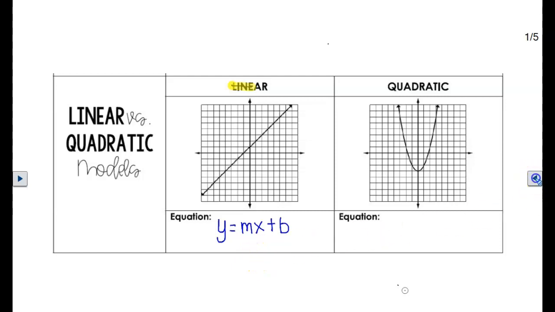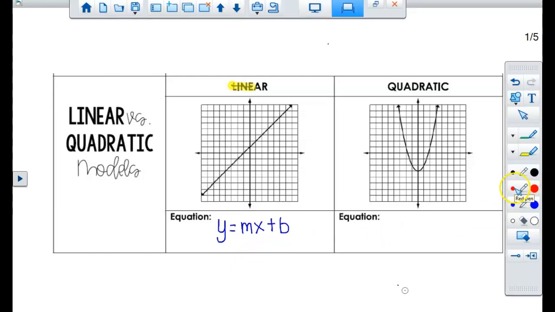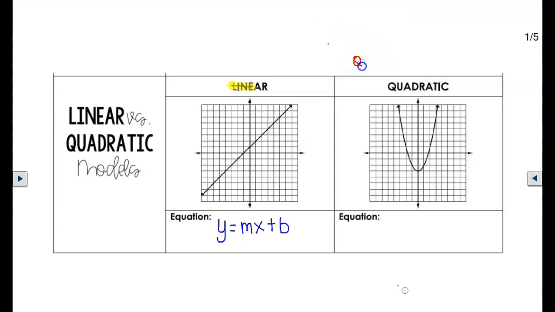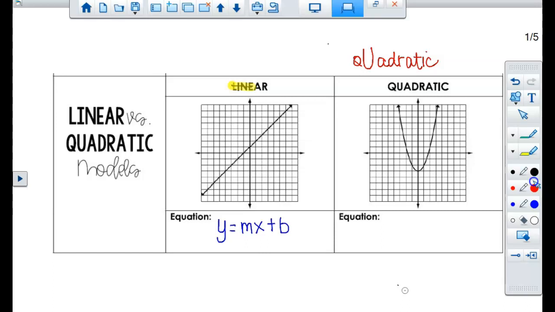Now, this second graph is new to us. I want you to notice that it is U-shaped, and I want you to notice that it is called a quadratic graph. I like sometimes to write the word quadratic this way because emphasizing that U reminds me that a quadratic graph is a U-shaped graph. So notice, it's not a straight line, it is curved.